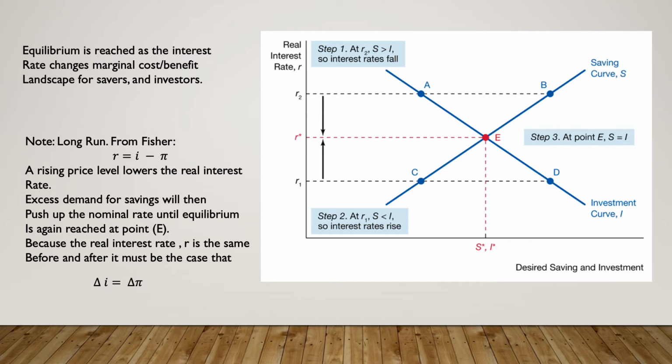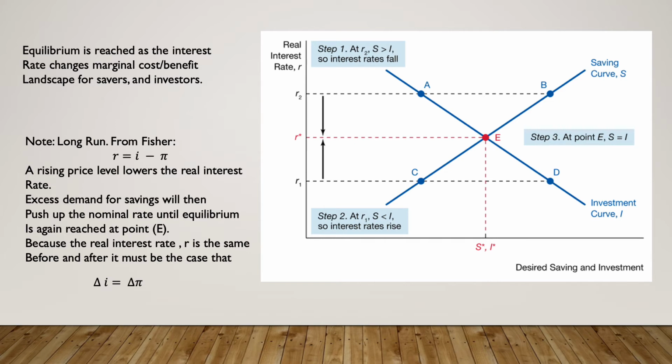Now let's turn to inflation. We know that we have, at least in the long run from the Fisher equation, that the real interest rate is equal to the nominal interest rate minus inflation. A rising price level would then push up pi. Everything else held equal, this would drive down R, right? So rising inflation will push down the real interest rate.